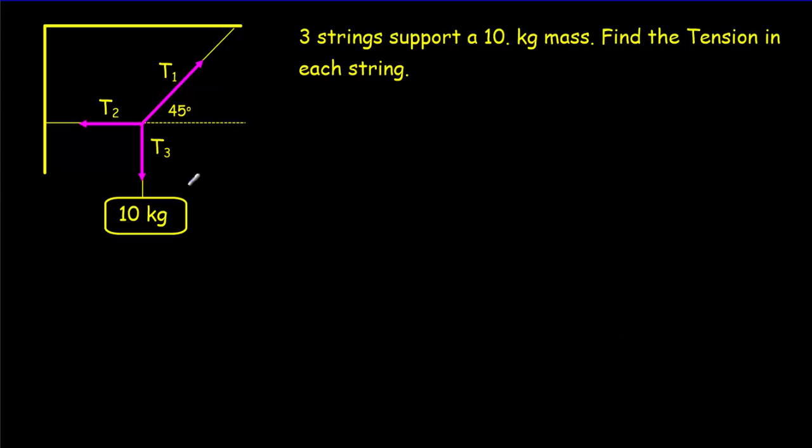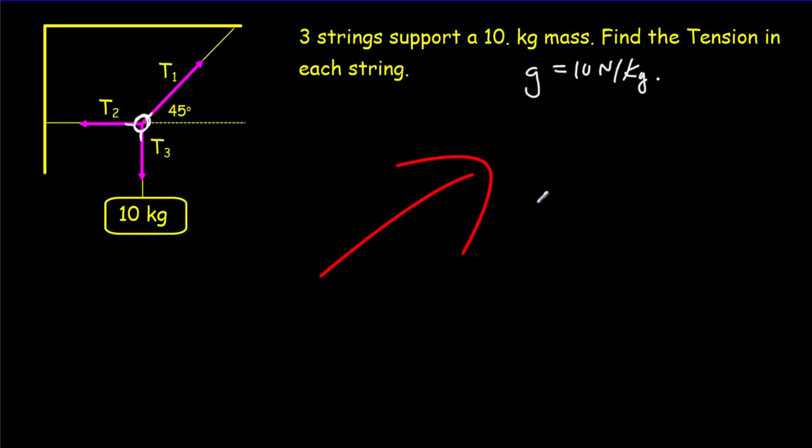Here's another example. We've got some strings attached to a weight here, and we're best off imagining that we've got a ring here, so that the string is attached to the ring here, and here, and here. And then we've got an equilibrium situation. What I want you to do is see if you can work out what the three tensions are. You can take G equal to 10 newtons per kilogram, just to simplify your math. So pause the video, try the question, come back for the answer.